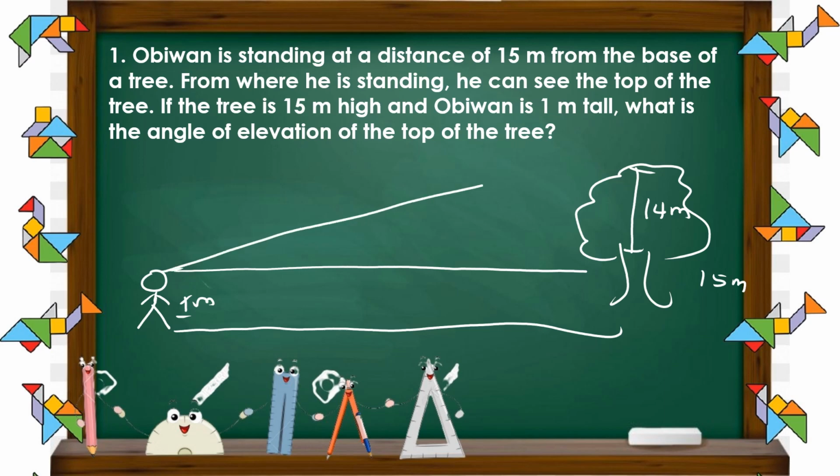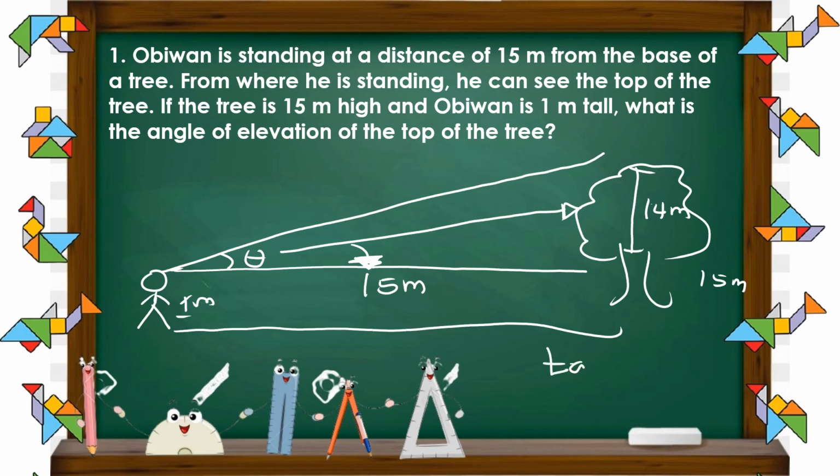So, this is the angle which we're going to find. We have here Obi-Wan looking at the top of the tree. What is the angle of elevation to the top of the tree? The distance of Obi-Wan to the tree is also 15 meters. So, this is already 14, and this is 15. Looking at the angle of elevation, 14 is the opposite, and the distance between Obi-Wan and the tree is the adjacent.